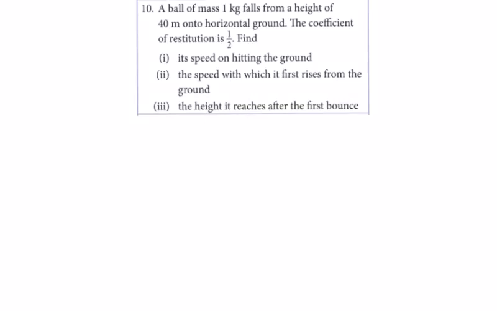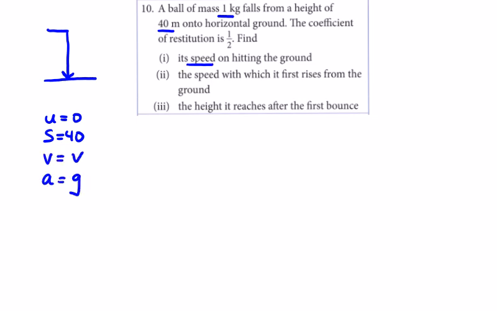In this question, the mass is 1 kilogram and we're falling from a height here. So here's my ball. It's falling and it's hitting the ground. It's falling from a height of 40 meters, so we have s is equal to 40. It starts from rest. We're going to find the speed hitting the ground here. v is equal to v, and it's falling under gravity.